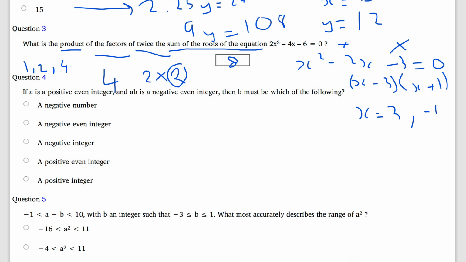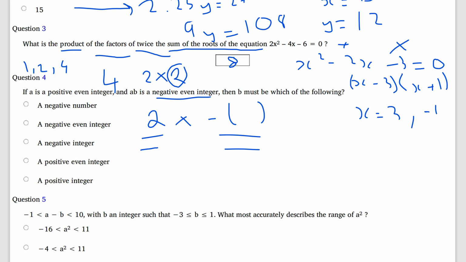If a is a positive even integer, and ab is a negative even integer, then b must be which of the following? So if a is a positive even integer like 2, and then ab is a negative even integer, well, we know b has to be negative, because otherwise, why does it turn out to be a negative even integer? So we know b is negative, but we don't necessarily know that it's even or odd, because an even times an even is even. Also, an even times an odd is still even. Anytime even is there as an ingredient, the product will always be even. I've done a video on evens and odds, so do check it out.